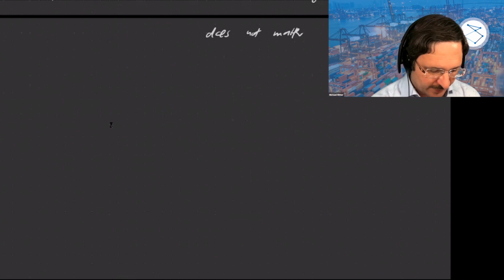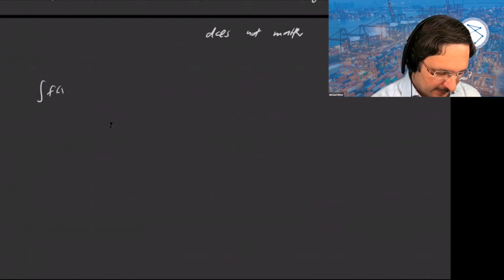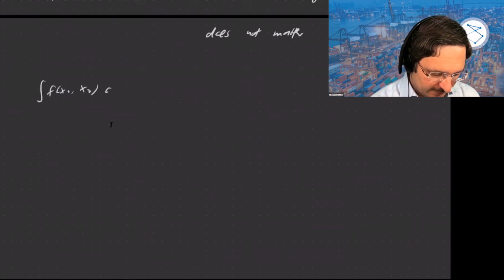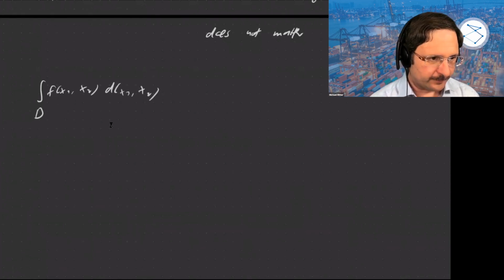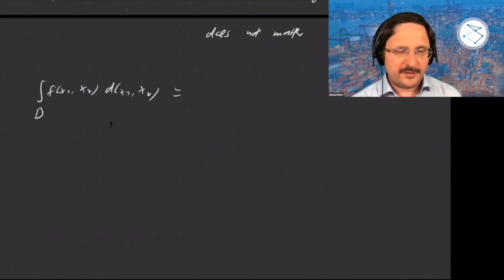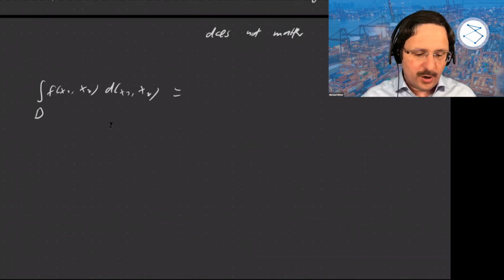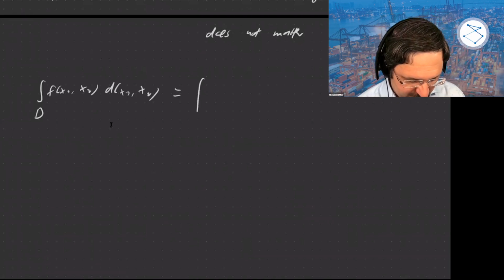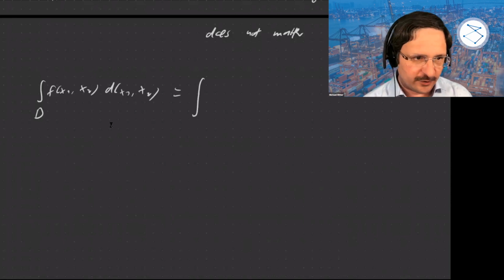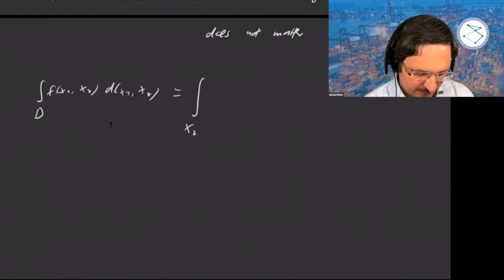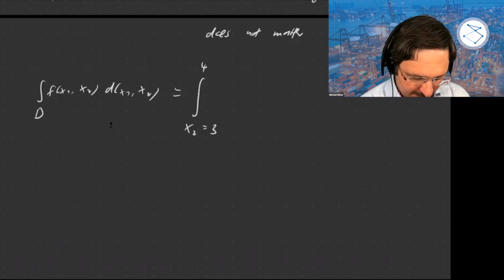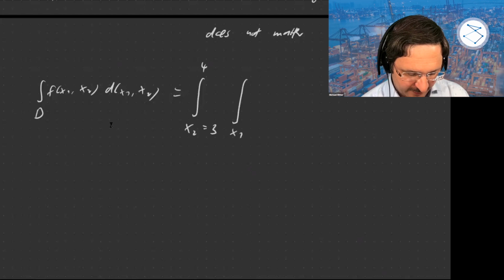All right, so let's go ahead. Let's try to compute this integral here. Now, as I said, we are free to choose any order that we want. So for example, let's choose x2 for the outer integral. x2 goes from 3 to 4, and x1 for the inner integral. x1 goes from 0 to 2.